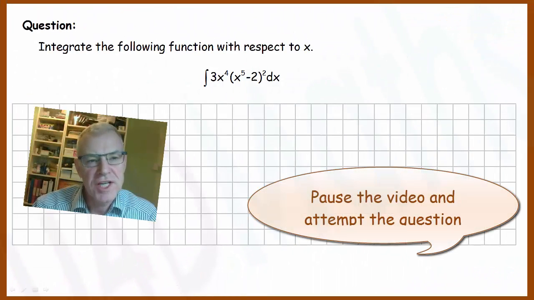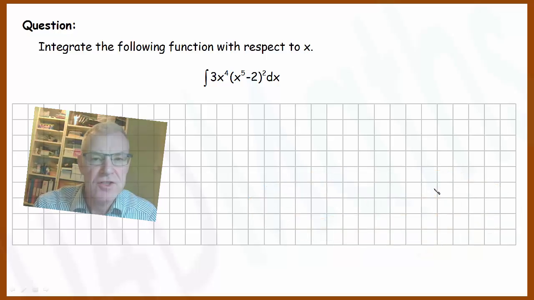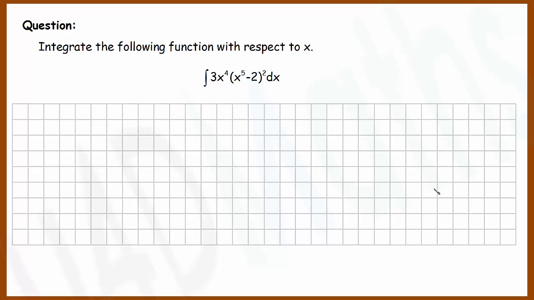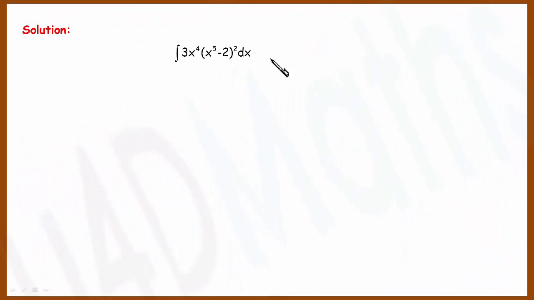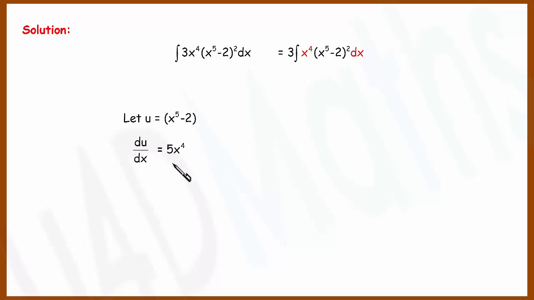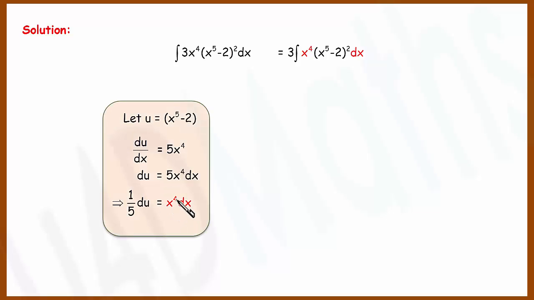So here's a question that you could try. Integrate the following function with respect to x, and once again use substitution. We can rewrite the integral by taking 3 outside to give the following. If we let u equal x to the power of 5 minus 2, du dx becomes 5 times x to the power of 4. Cross multiplying gives du is equal to 5x to the power of 4 times dx. If we divide both sides by 5, we get 1 over 5 du is equal to x to the power of 4 times dx.